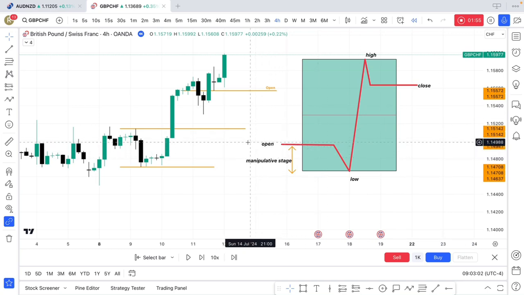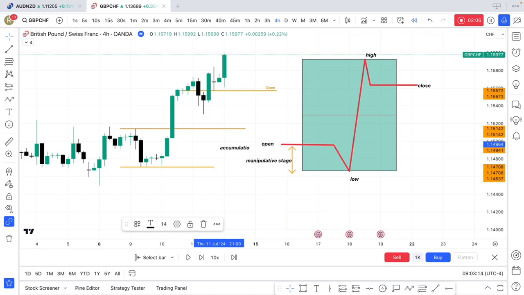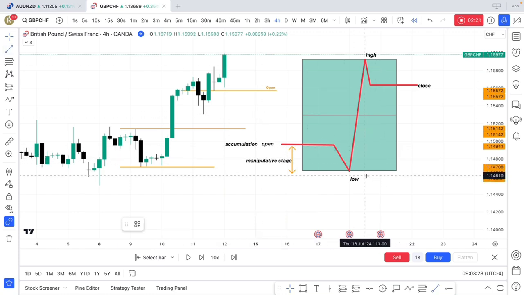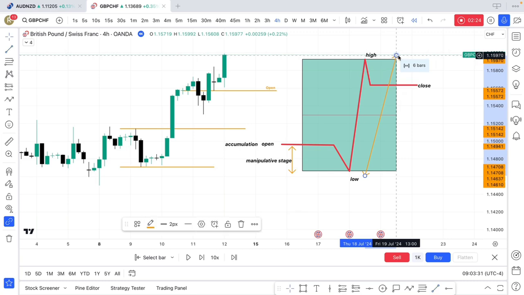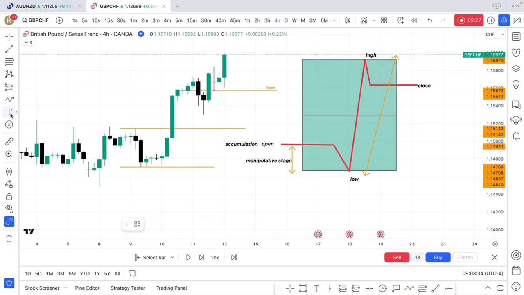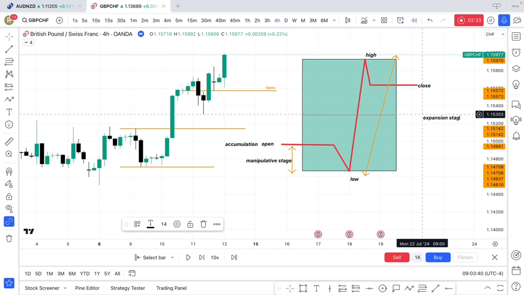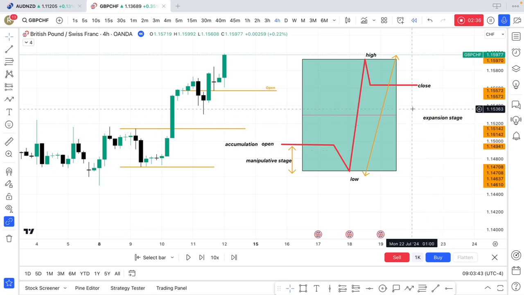So the market accumulates here. It does accumulation here. When it opens, it accumulates, and then it manipulates, and then what? It expands. Then from here to here is an expansion space. So that's the expansion stage. That's what we are looking for.